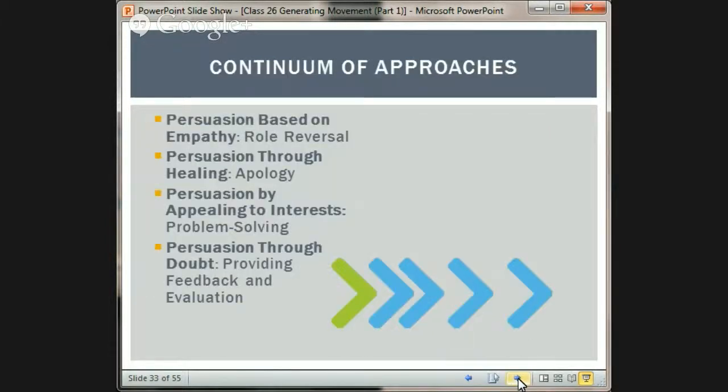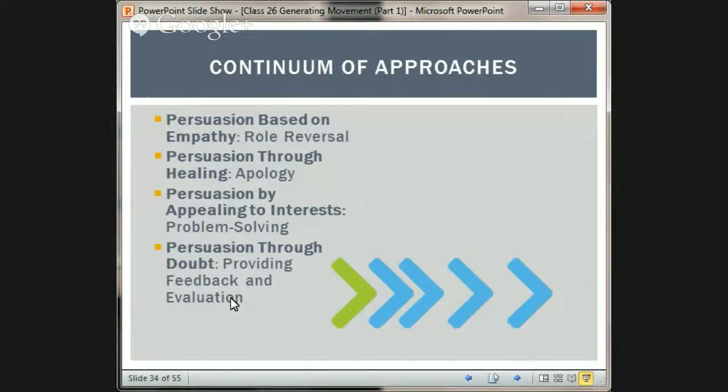So let's see what we've got. Persuasion based on empathy using role reversal, persuasion through healing using apology, persuasion by appealing to interests, problem solving, and finally persuasion through doubt, providing feedback and evaluation.